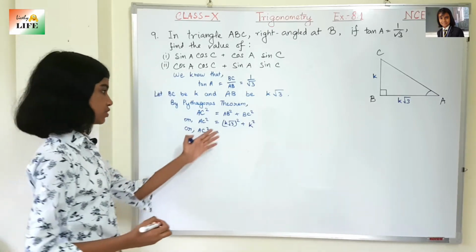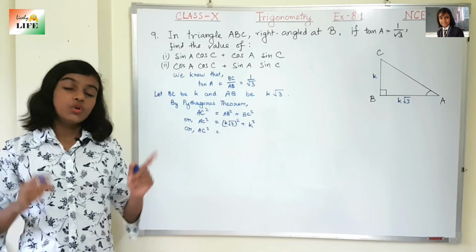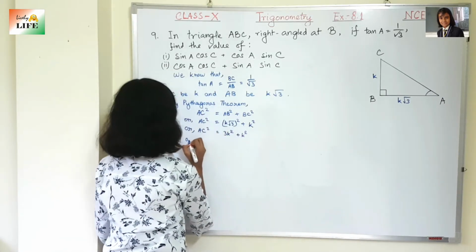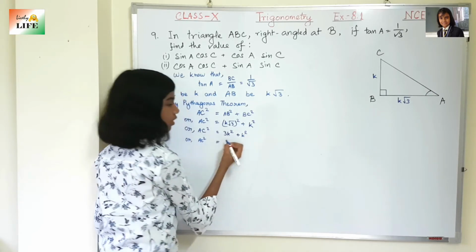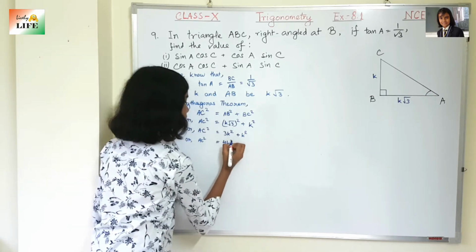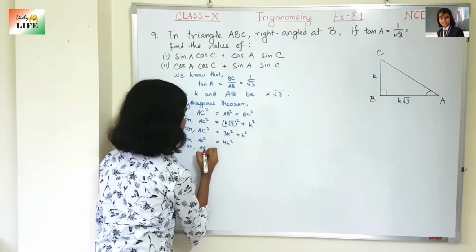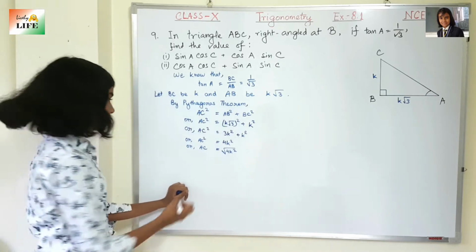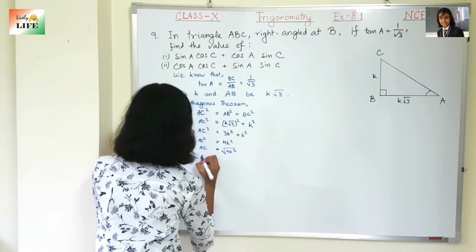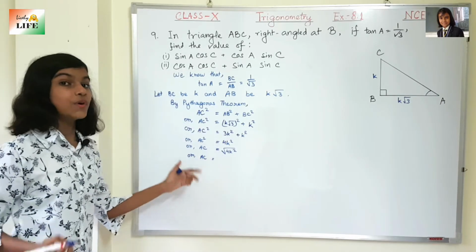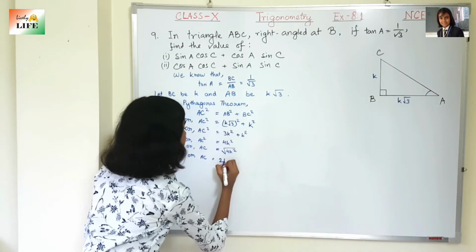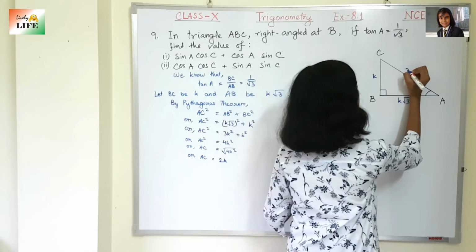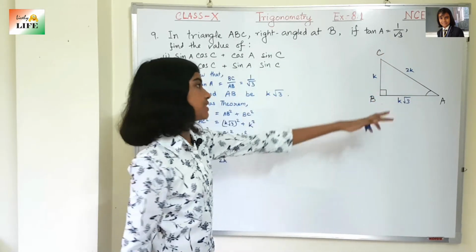Or AC square is equal to what it will be? What is root 3 square? Root 3 square is 3 and K square plus K square. What it will be? 4K square. Right? What is root 4? Root 4 is 2K. So what is AC? AC is 2K. We have found out the hypotenuse, that is 2K.